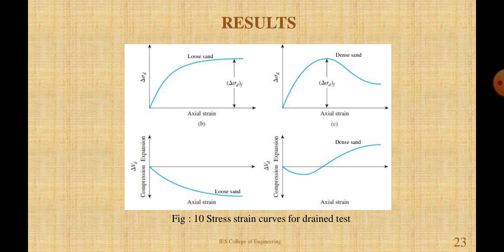Then figure 3-4 shows the volumetric strain. In dense sand and over-consolidated clay, there is a decrease in the volume at low strains, but at large strains, there is an increase in the volume. In loose sand and normally consolidated clay, the volume decreases at all strains.